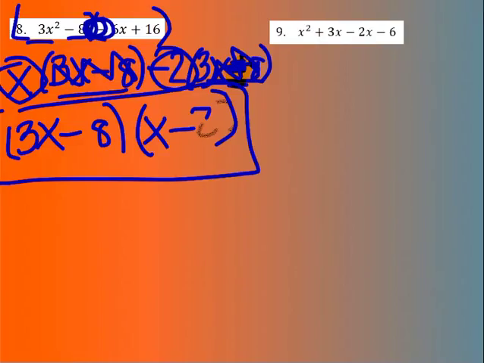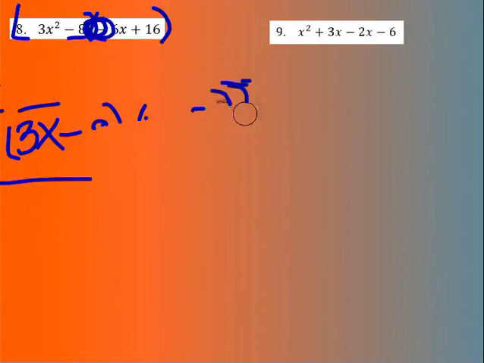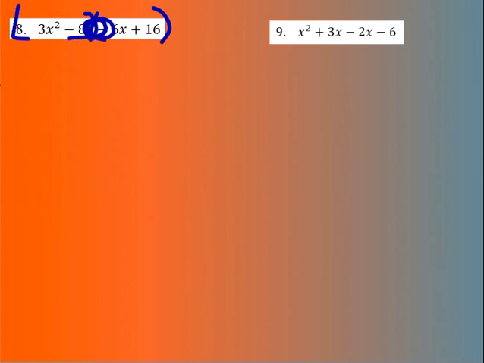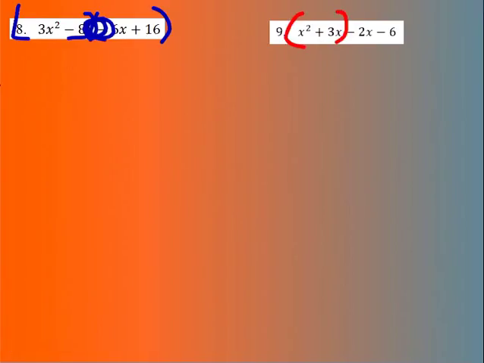Okay. Let's take a look at number 9. So for number 9, we are going to factor by grouping. Our first step then is to make our groups. So I'm going to make a group here and here. Between x squared and 3x, I can take out an x, and then I'm left with x plus 3.